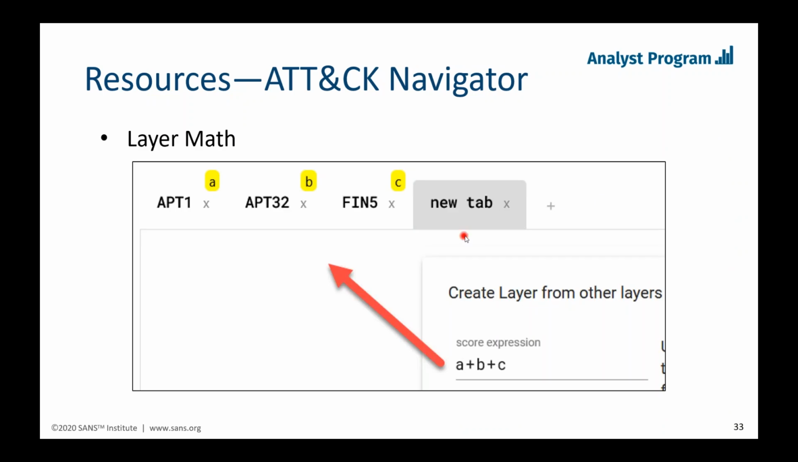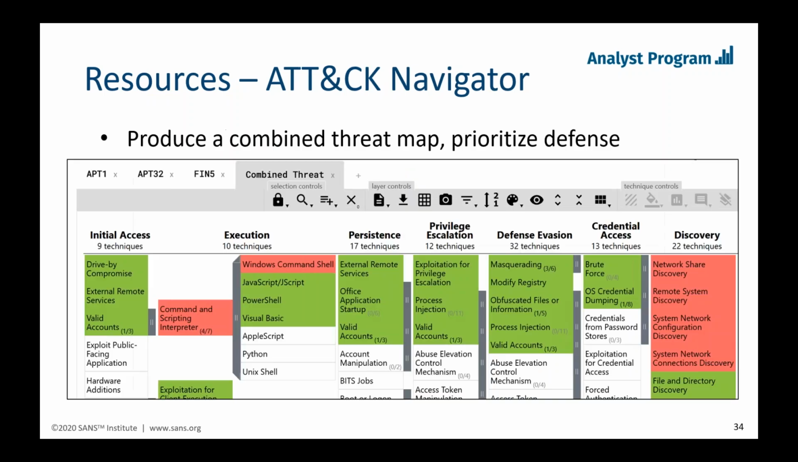Here's how it works, right? When you hit create a new layer, you can say create layer from other layers. And so when you do that, you just write a simple expression. It pops up little letters here, A, B, C. All right, well, use the scores I put on A, B, and C and make a new layer out of that. Boom, there we go.